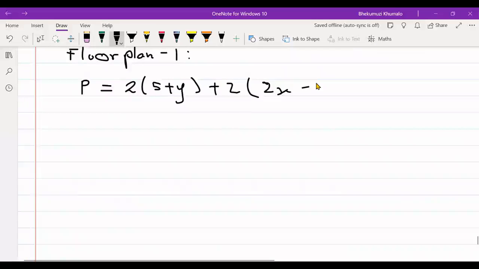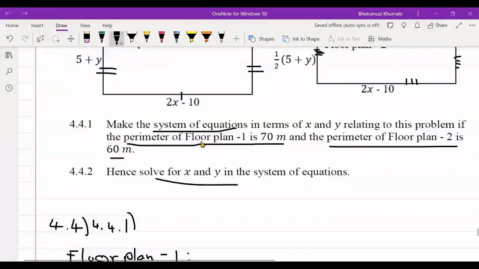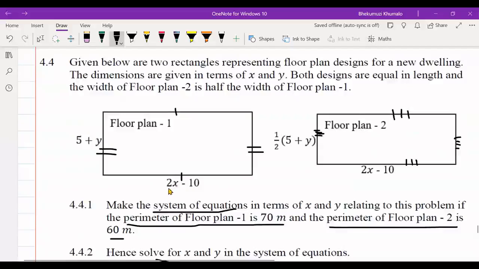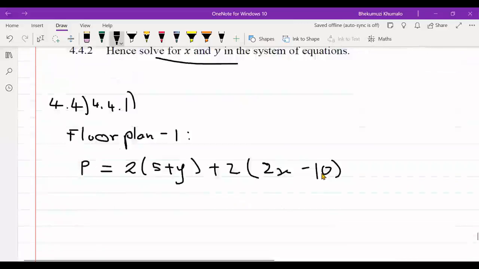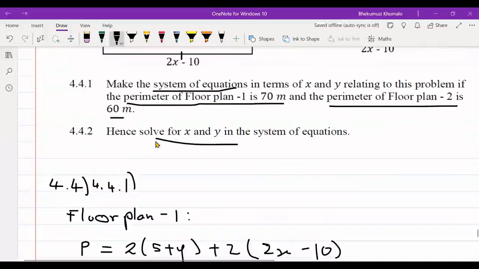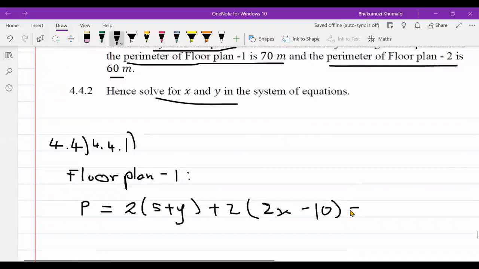Right? And remember, the only reason I wrote it like this is because it's still the same thing where you would have taken each and every single one. So you would have said 2x minus 10 plus 5 plus y plus 2x minus 10 plus 5 plus y, and then that's equal to the perimeter. So it's the same thing. But remember, they gave us more information about floor plan 1 and the perimeter. And the perimeter is basically 70, right?